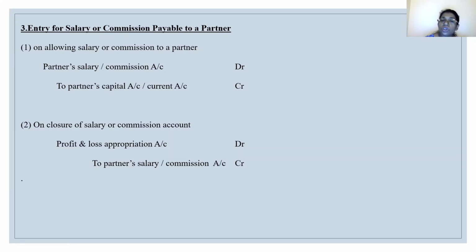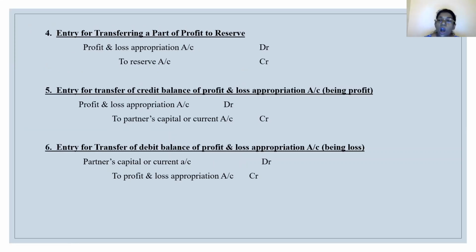So in closure of the salary or commission account, we are going to debit the profit and loss appropriation account and credit the partner's salary or commission account. As a summary, we can debit the profit and loss appropriation account and we can credit the partner's current account.